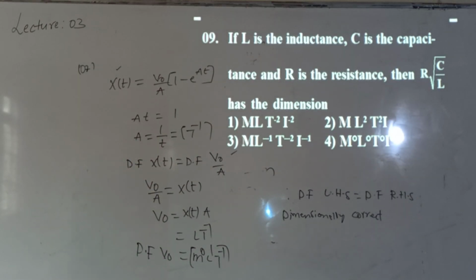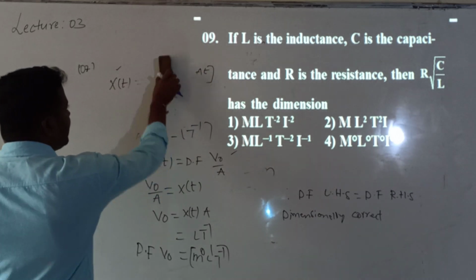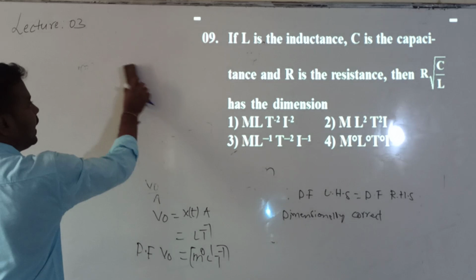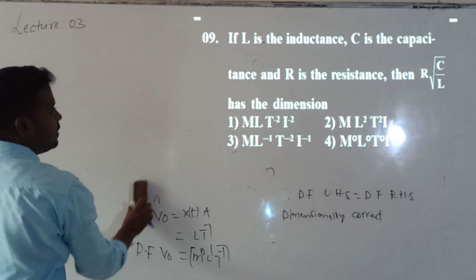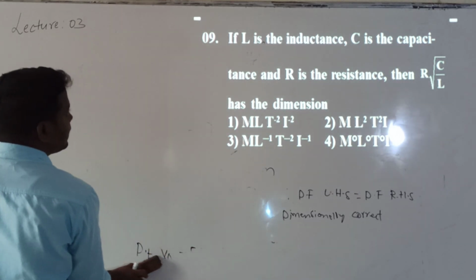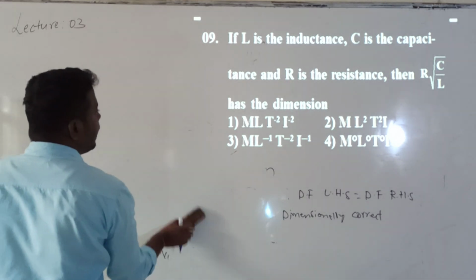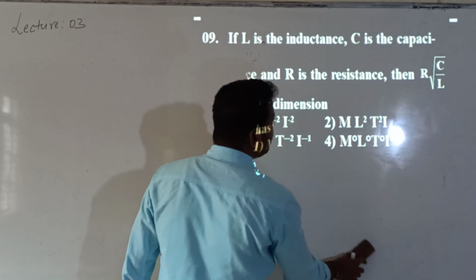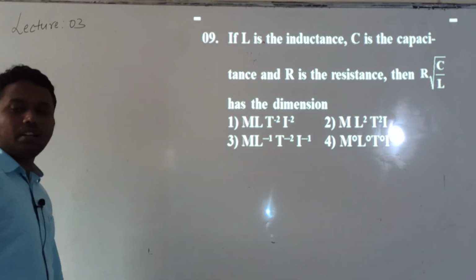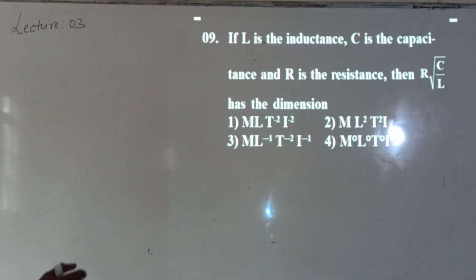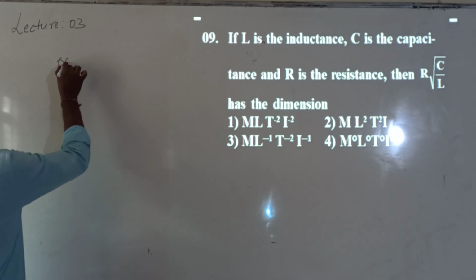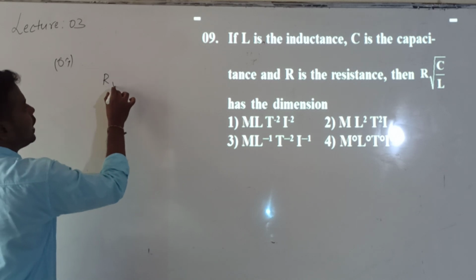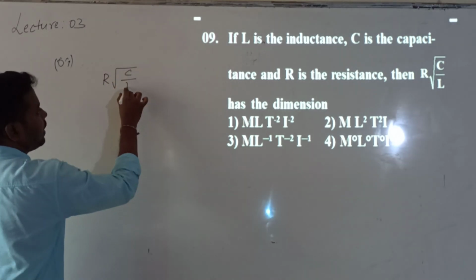Next, question number 9. Even this 9th question, you can write the dimensional formula. What they are asking is, if L is the inductance, C is the capacitance and R is the resistance, then what is the dimensional formula of R into root over C by L? Question number 9. I want to calculate R into root over C by L.